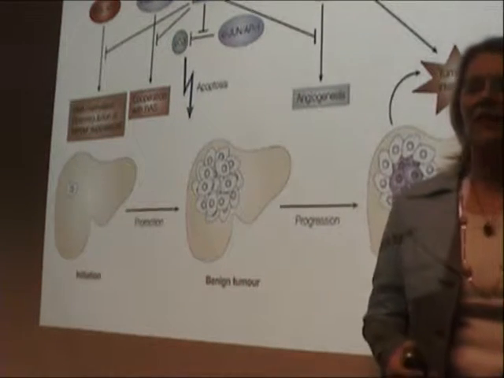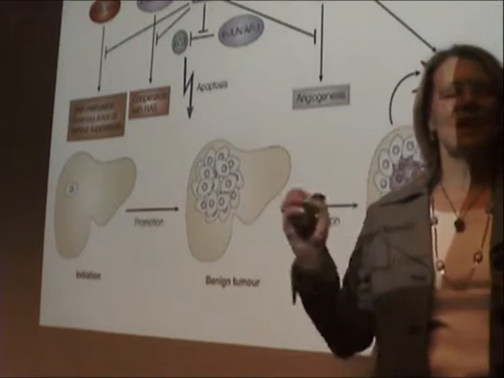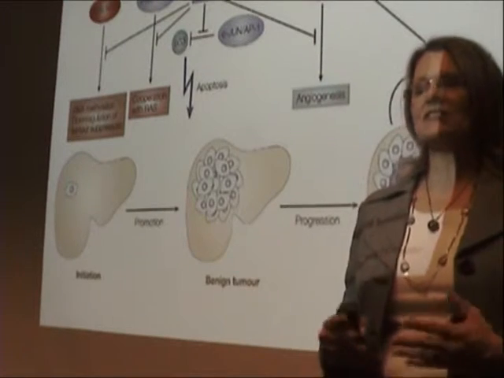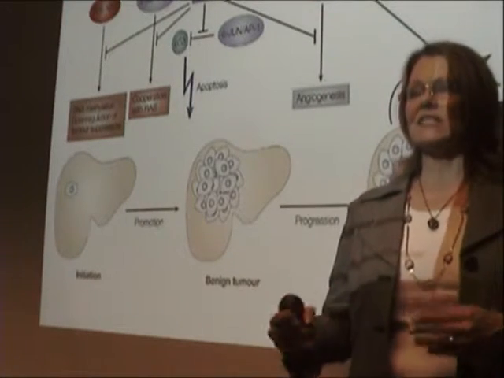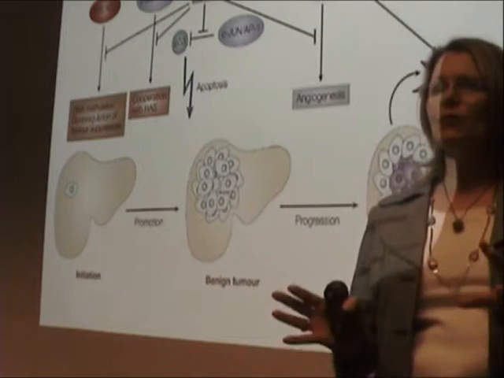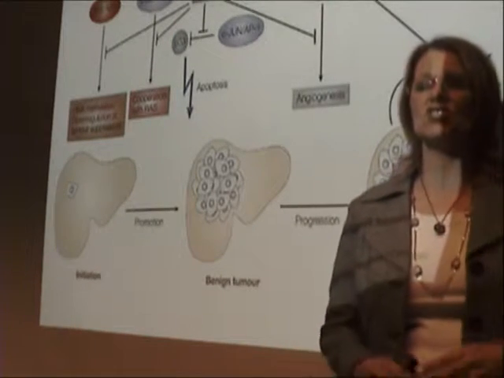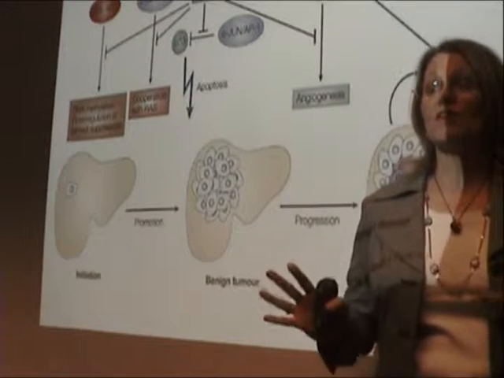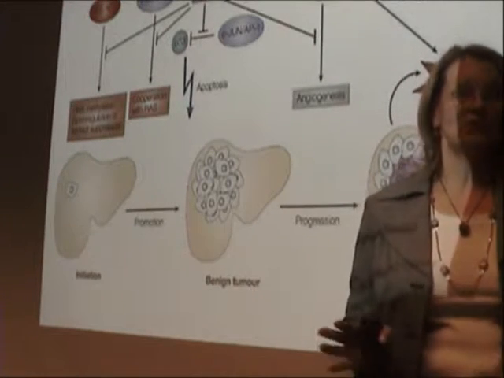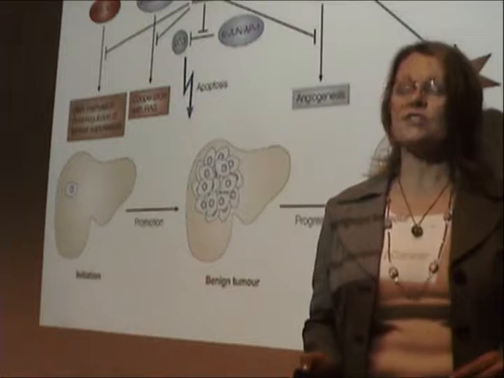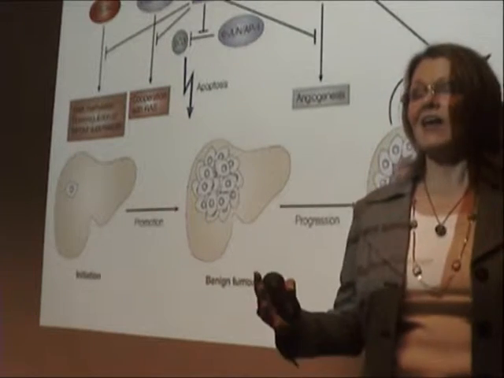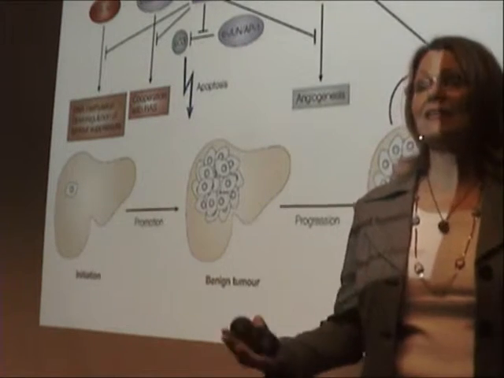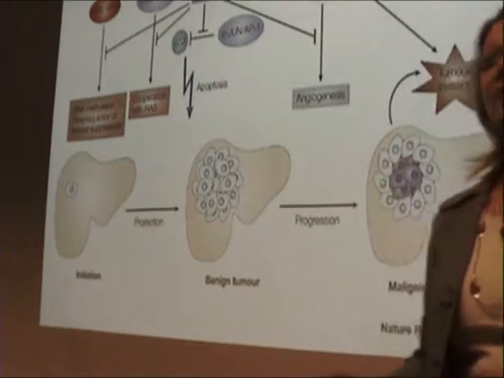But typically, the body says, aha, this is a foreign invader, this is not normal, so let's get rid of it. So that's typically what happens during that initiation stage. You have the cell growing, but the body recognizes this is not part of us, it's not good, and it gets rid of it, okay? But there are certain situations where this cell can be damaged and it can be allowed to grow and proliferate.